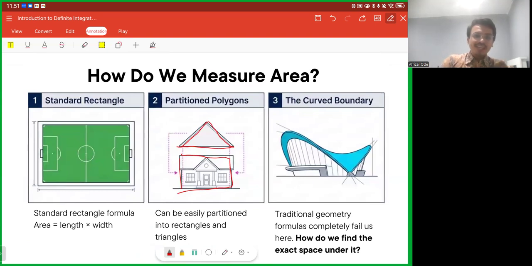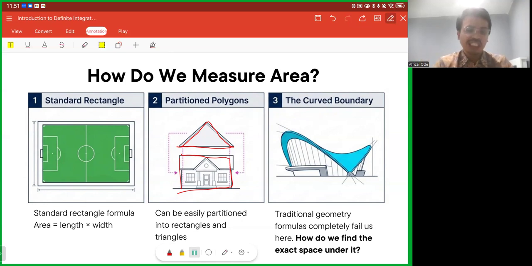All right. Before we look at any formulas, I'm gonna ask you a simple question. How do we measure the surface of an area around us? For example, how do we measure the area of a football pitch? It's easy, right? Because it's only a rectangle, you can apply the formula. The area is equal to length multiplied by width. Very easy, right?